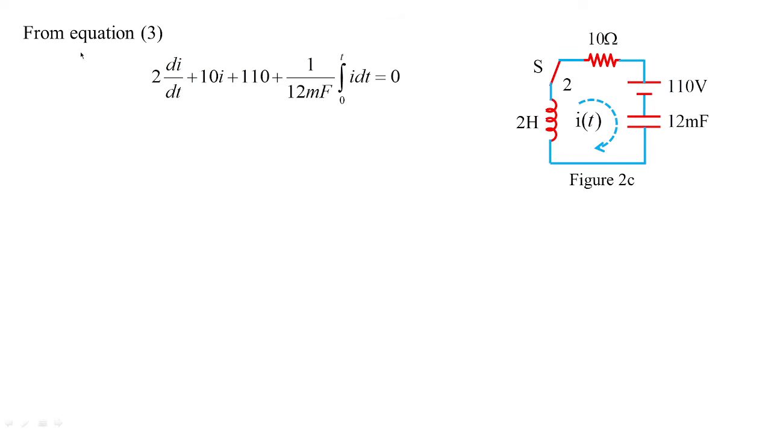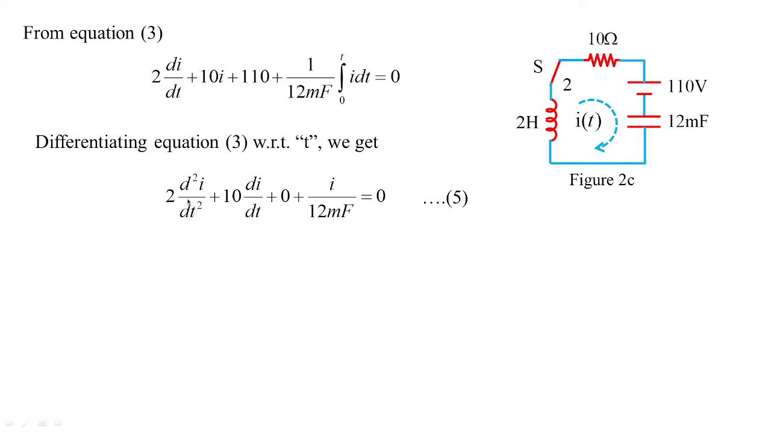Now once we have the velocity of the current, let us go with the acceleration of the current. For that we need to take equation 3 again. This is equation 3. Already we have derived this equation. Now we need to know d square i by dt square. So I'm going to differentiate this equation with respect to t one more time. This becomes 2 d square i by dt square plus 10 di by dt. Differentiation of the constant gives 0, and differentiation of the integral gives i by C, whose value is 12 millifarad.